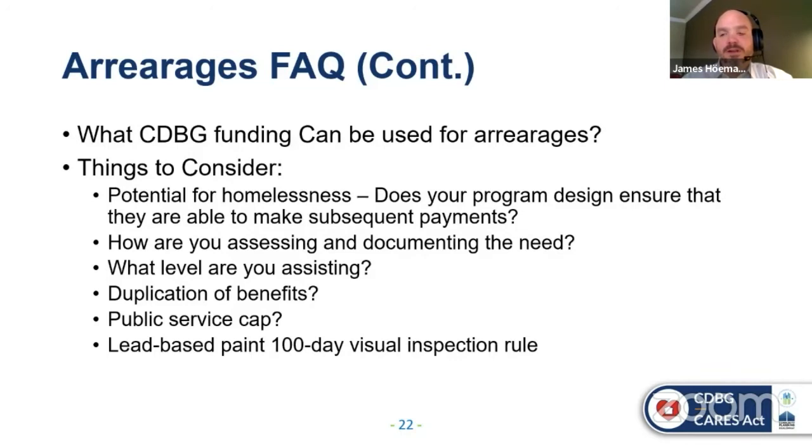So we do see grantees that are using their 19 to 20 funds as a way to supplement their CV so that they can go ahead and take on larger capital projects with their CV funding and still be able to meet their public service needs. Then, of course, you also need to account for that 100-day visual inspection rule with the lead-based paint, which I will get to in a couple of slides to answer some of the questions that came in the chat.